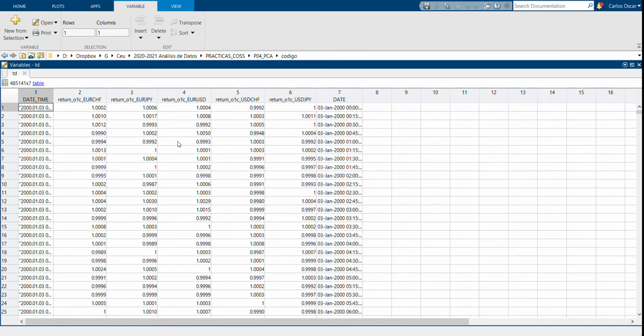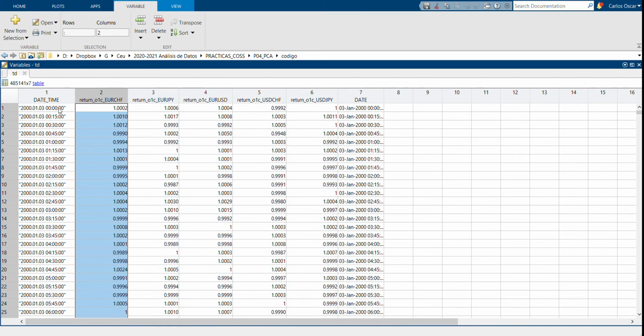They are in periods of 15 minutes. So every 15 minutes we record what is the return. The return is the gain or loss of a currency with respect to another. For instance, here it is the euro versus the Swiss franc, from open to close in one period. This is what this notation means.